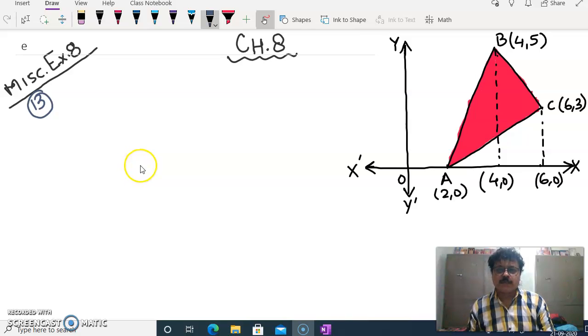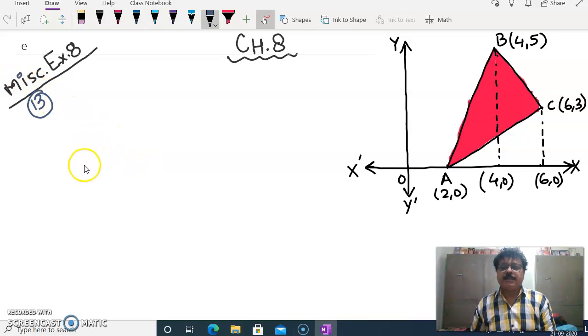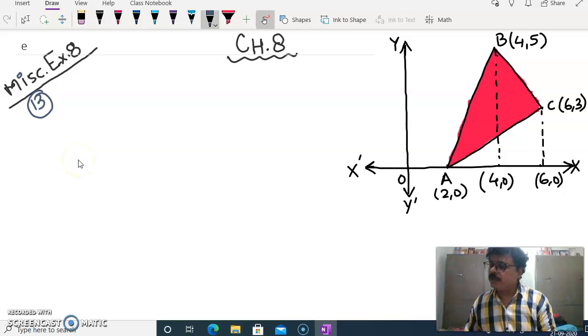Hello students, continuing with chapter 8 application of integrals. Today we are taking certain special examples of miscellaneous exercise 8. Let us start off with question number 13, which says, let me read it.